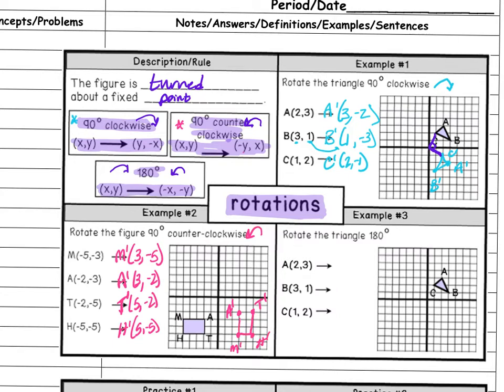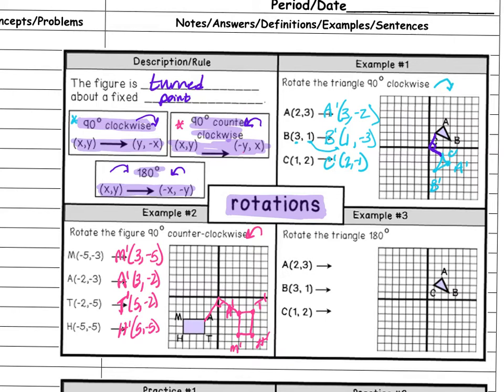And there's our rectangle. And again, we can draw in the 90 degree right there. So it looks like it's 90 degrees. Okay, so the next one says rotate 180 degrees. So we're going to rotate 180 degrees, and I'm going to use the rule. What happens to my signs? The x's and y's stay in the same place.